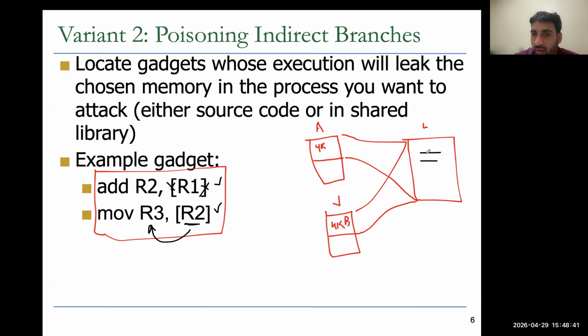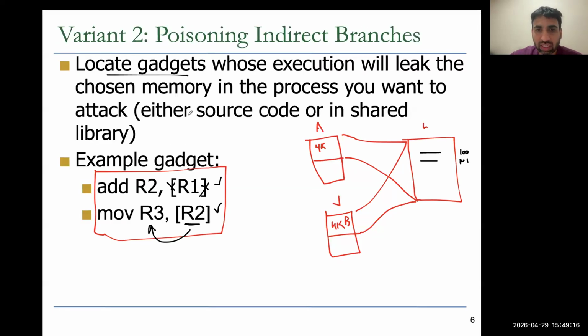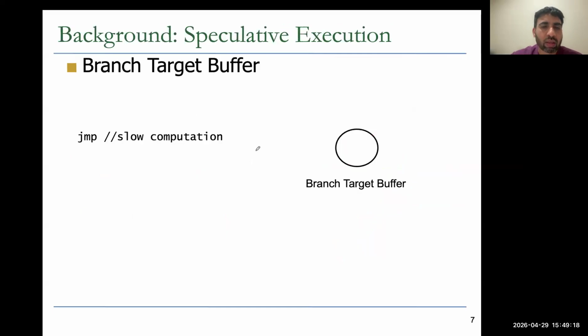So now if these two instructions are, let's say, located in the address space of the attacker at address 100 and 101, right? What we are assuming here is that these two instructions will again be mapped at the same addresses in the address space of the victim. Okay. So first what you need to do is locate a gadget whose execution will leak the chosen memory in the process you want to attack, right? I will then explain how this gadget can be used.